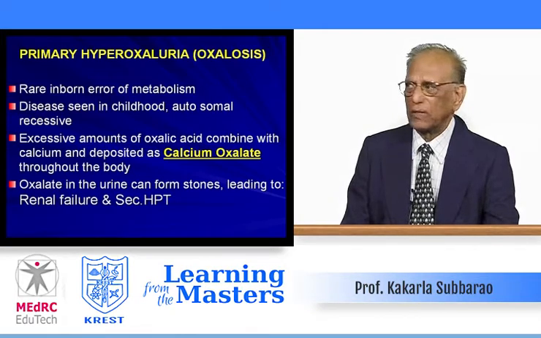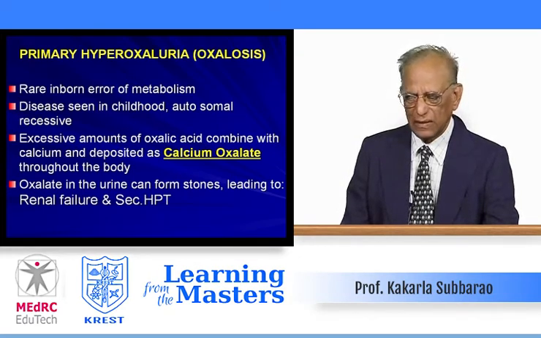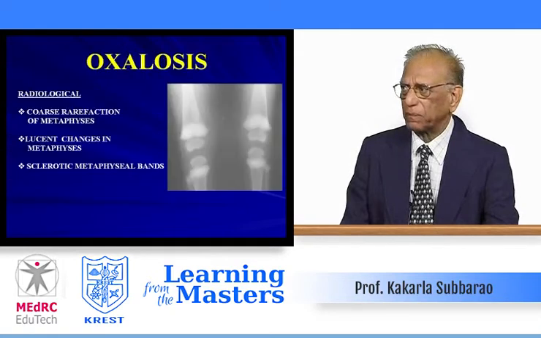Primary hyperoxaluria, or oxalosis. A rare inborn error of metabolism, seen in childhood, autosomal recessive, with excessive amounts of oxalic acid that combines with calcium and is deposited as calcium oxalate throughout the body, throughout the skeleton. Oxalate in the urine can form stones leading to renal failure and also secondary hyperparathyroidism.